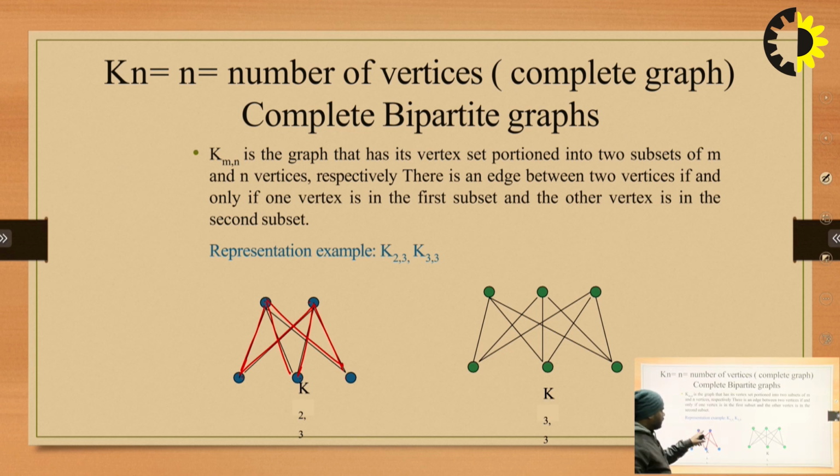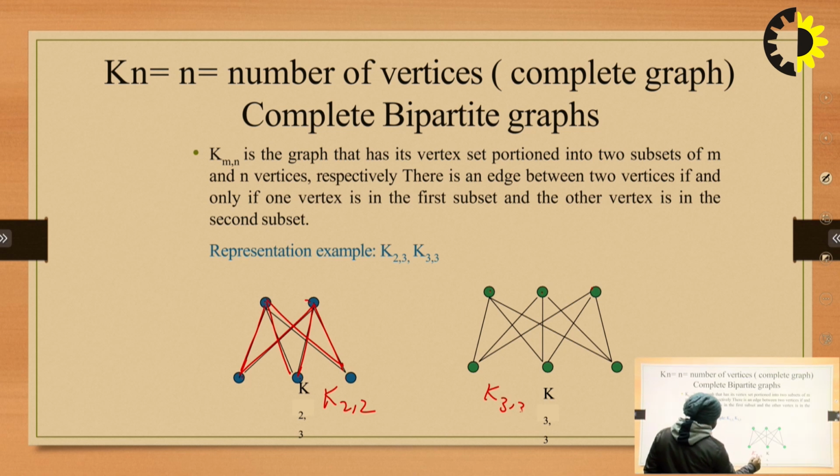You can see that the adjacent edges are not connected with each other. You can see these two are adjacent to each other, but they are not connected. So for this K33, this is the complete bipartite graph. This is the example of K22. This is K33. This is a complete bipartite graph.